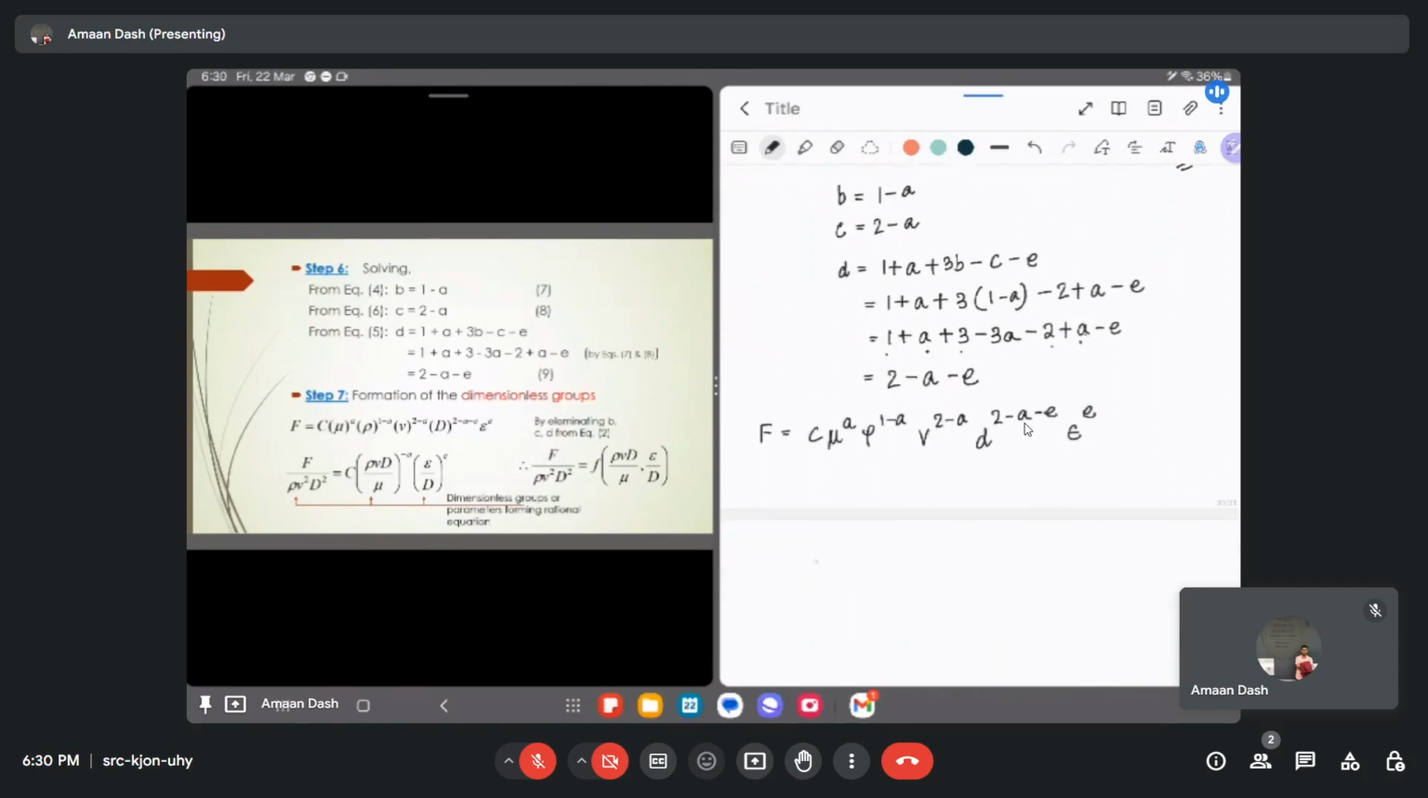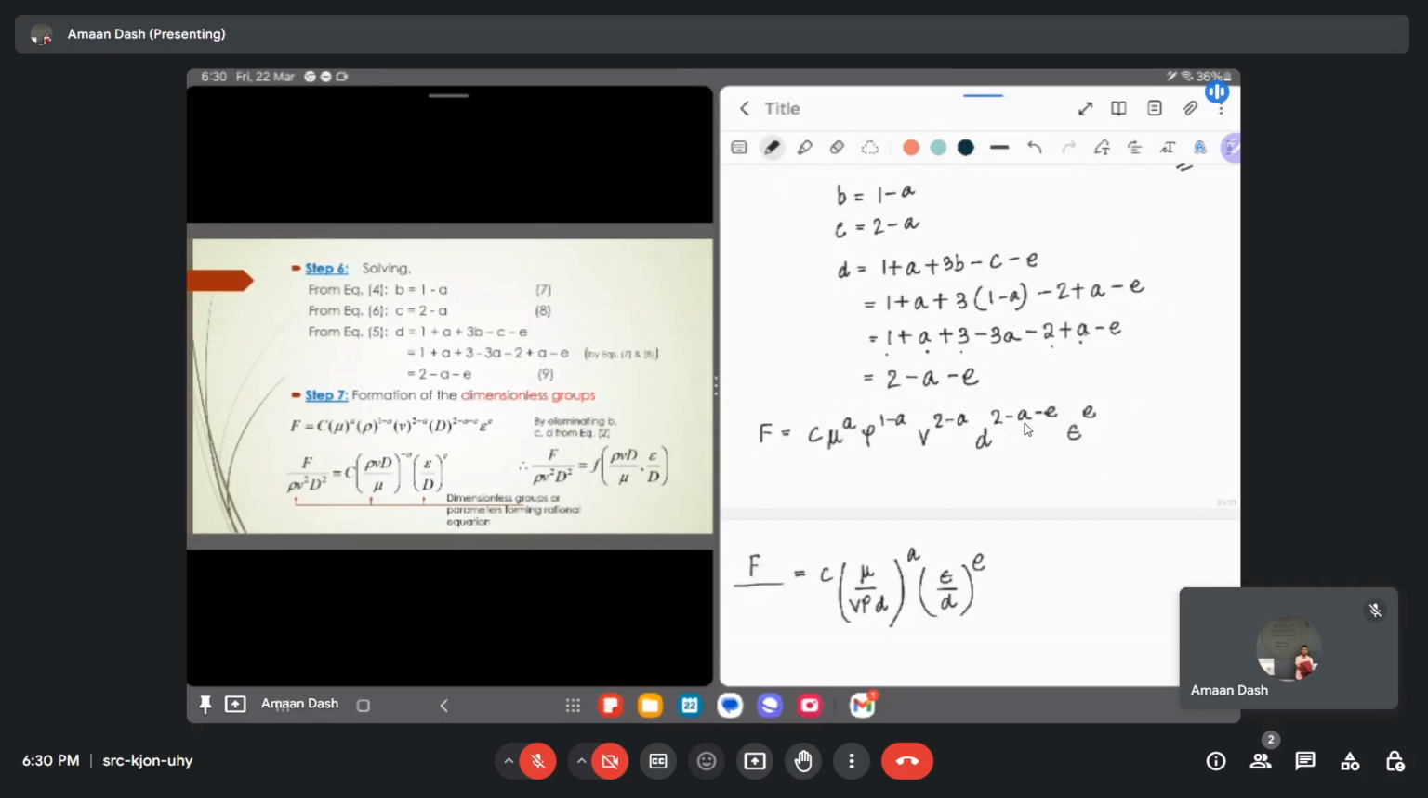Correct? Now let us try to get all of them into a certain form so that all the exponents are in the same place. Okay. So we have mu, and then we have minus rho. So let me write it as rho, here also V, and then we have D, and this to the power of A. And then we have E. E also we can write as epsilon by D to the power of E. And we have the rest as terms.